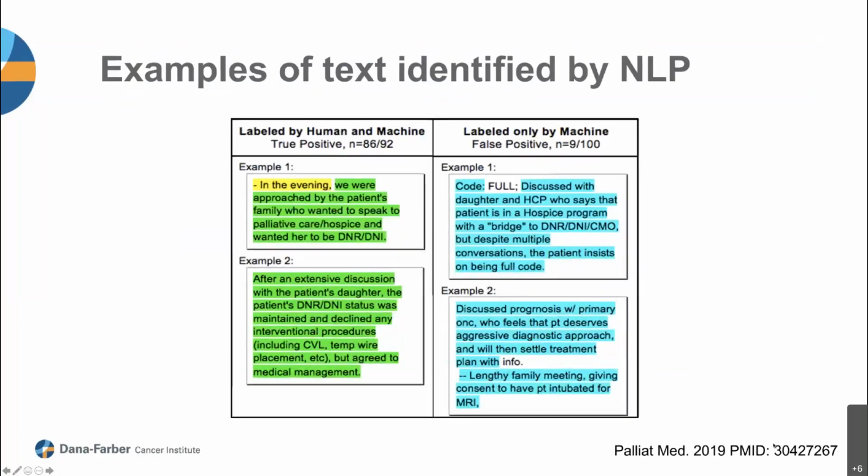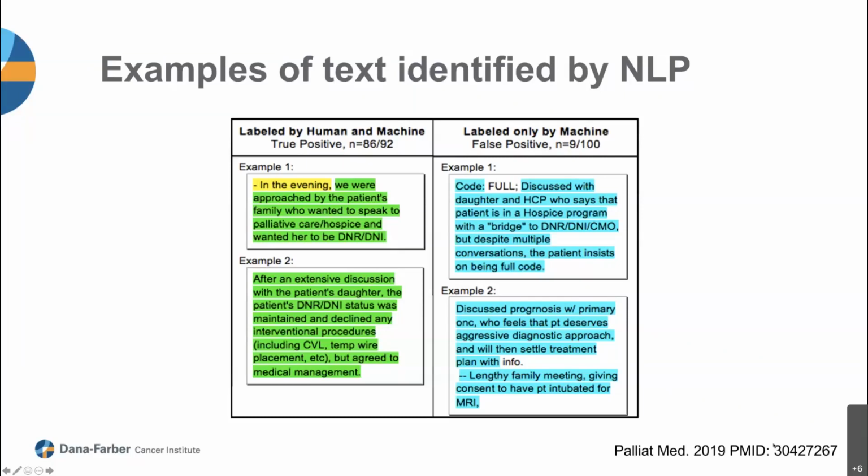And here on this slide, I'm showing you examples of what the NLP model identified. The NLP model identified word-by-word documentation of patient care preferences. In green is an example of documentation where there was perfect alignment between the human clinician coder and the NLP model. The first example says, we were approached by the patient's family who wanted to speak to palliative care, hospice, and wanted her to be DNR-DNI. That was something that both the human clinician coders and the NLP model identified.